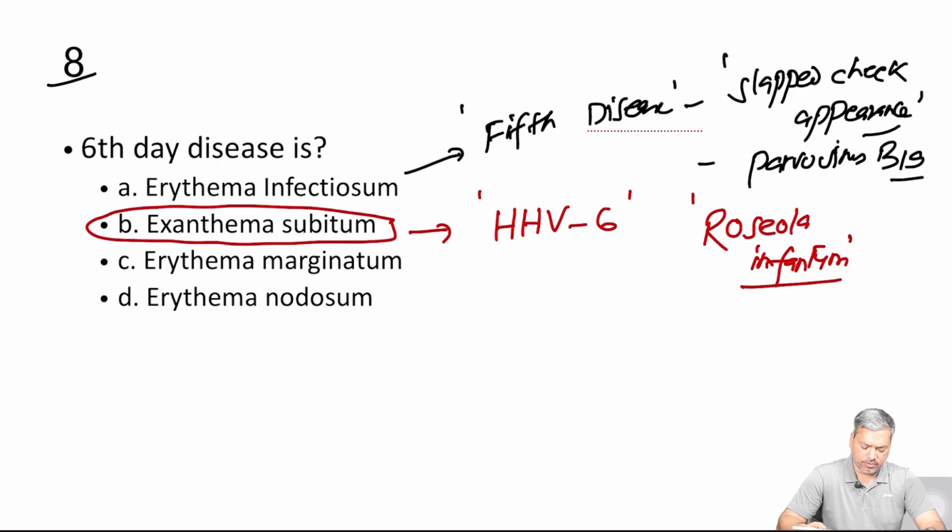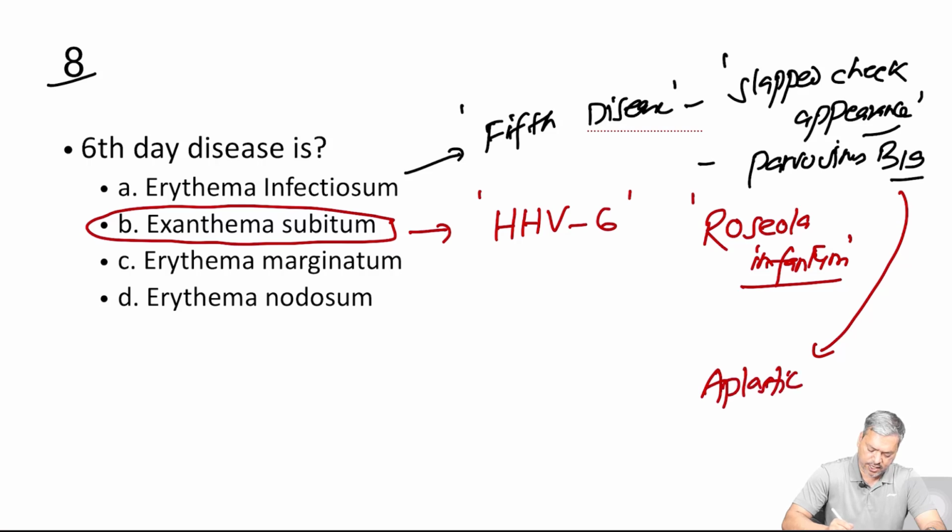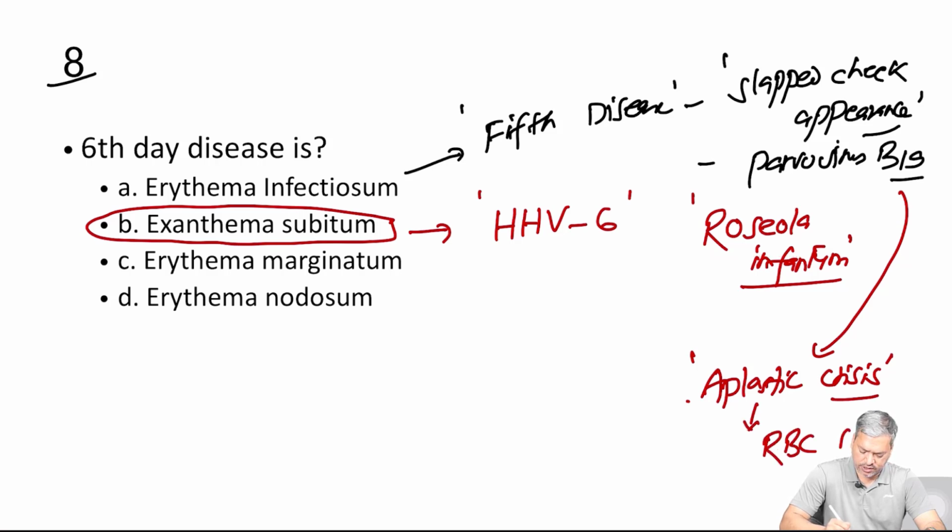And remember, one important question is always asked from here. This parvovirus B19 can lead to aplastic crisis in case of hemolytic anemia. And this aplastic crisis is a misnomer because it only affects the RBC series. So there will be serious anemia in this condition.